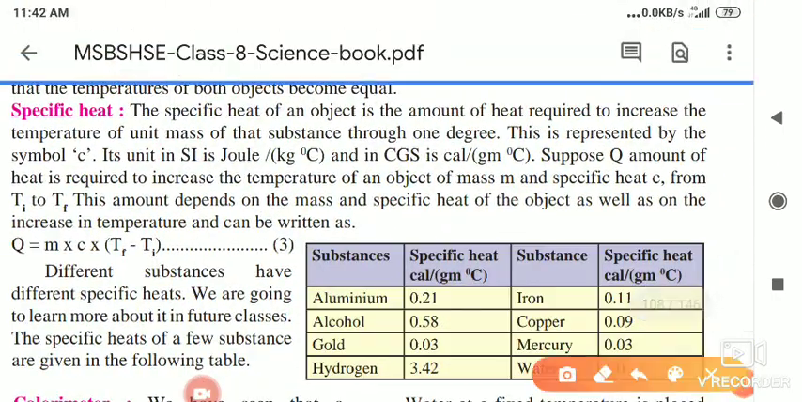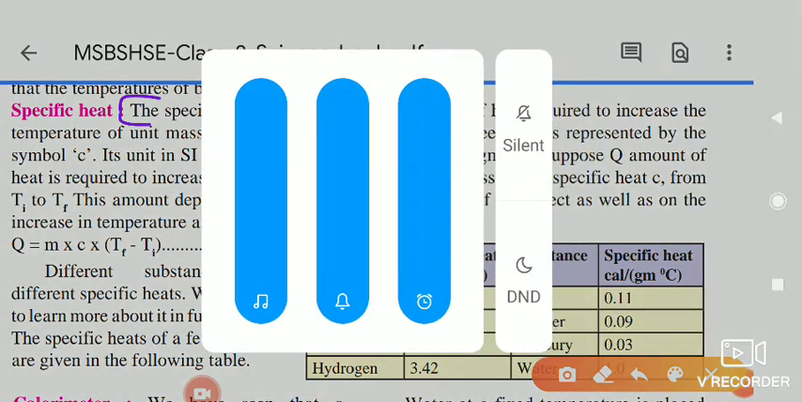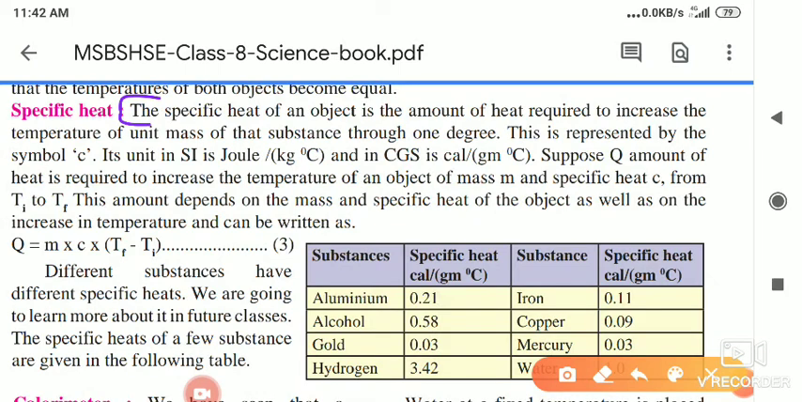The specific heat of an object is the amount of heat required to increase the temperature of unit mass of the substance through 1 degree. Unit mass means, suppose we take 1 kg of water and we have to raise its temperature by 1 degree Celsius. How much heat is required for that purpose, that amount of heat is called the specific heat of that substance.